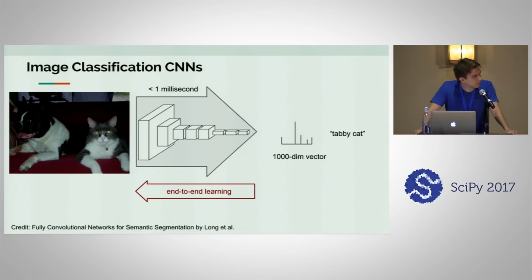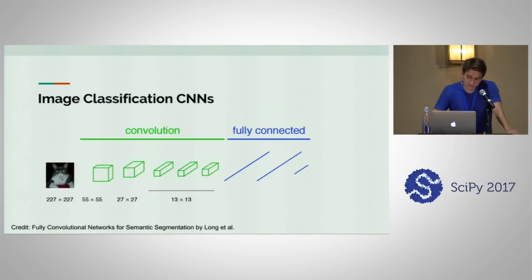So let's look at the traditional image classification convolutional neural networks. They get an input image, and then they basically give you an output of a 1,000-dimensional vector, which gives you a prediction of what it thinks is in the image. The majority of the image is occupied by the cat, so it thinks it's a tabby cat. If you look even closer, the network consists of convolutional layers and fully connected layers.